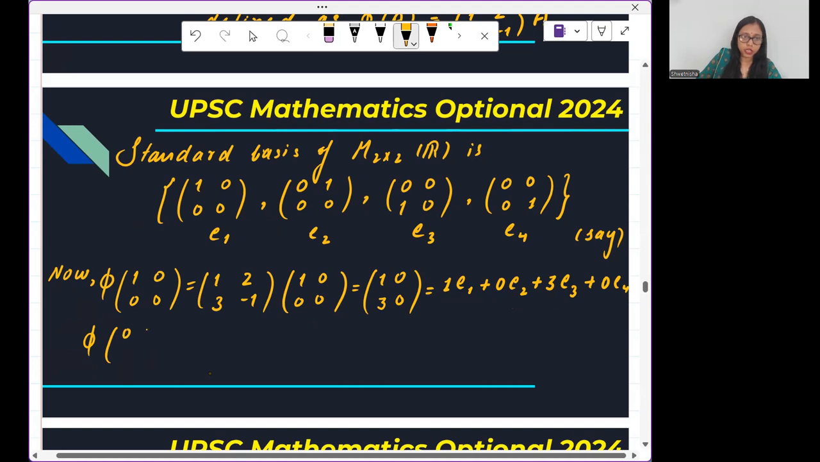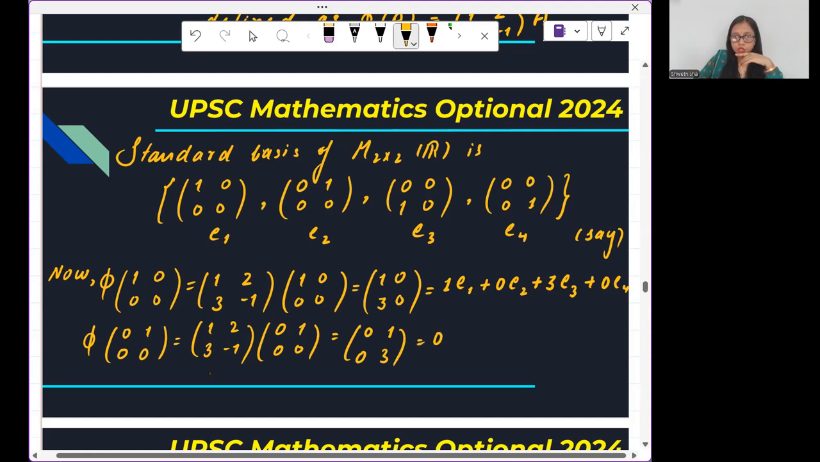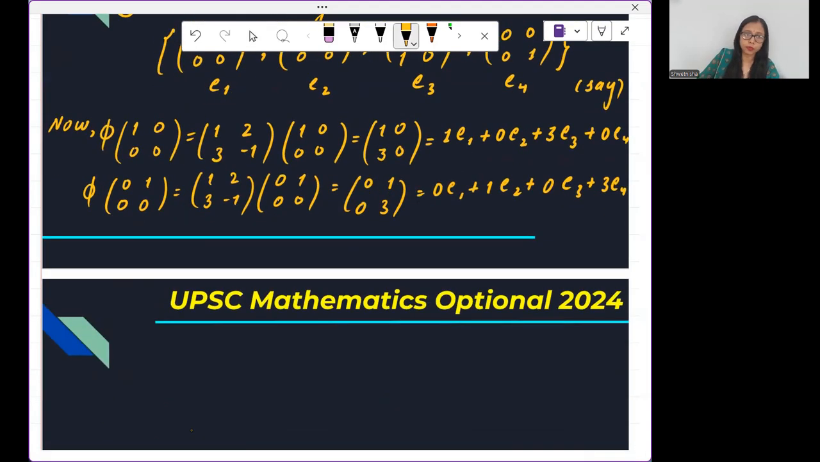Phi. Similarly, you apply on E2. Now this will be multiplied, 1, 2, 3 minus 1 times 0, 1, 0, 0. That is going to be 0, 1, 0, 3. So it is 0 E1 plus 1 E2 plus 0 E3 plus 3 E4. This is the second column. The coefficients are giving you the second column.